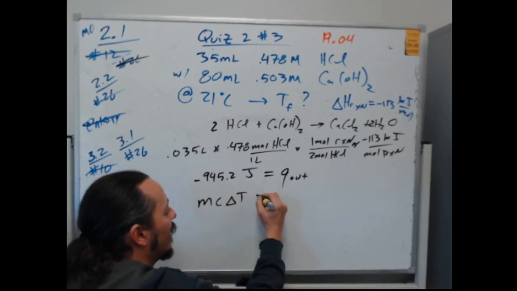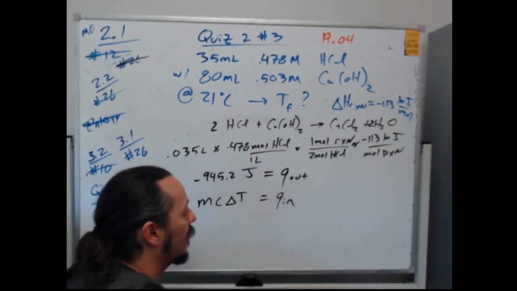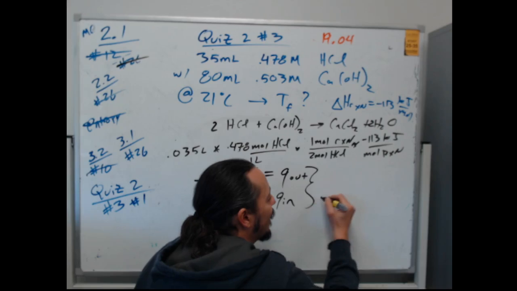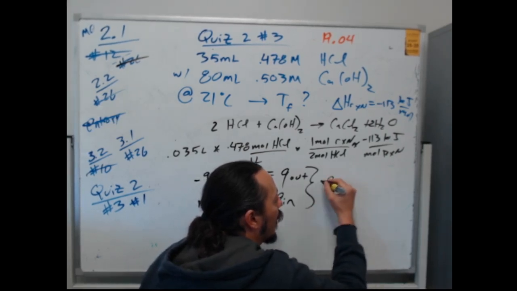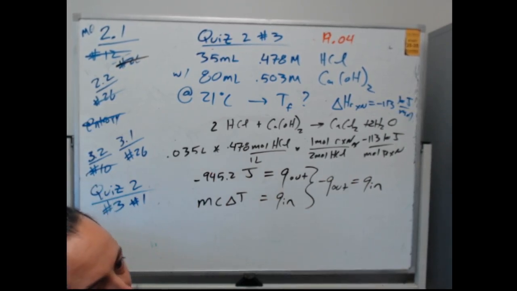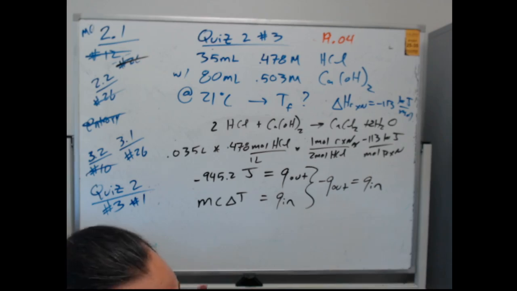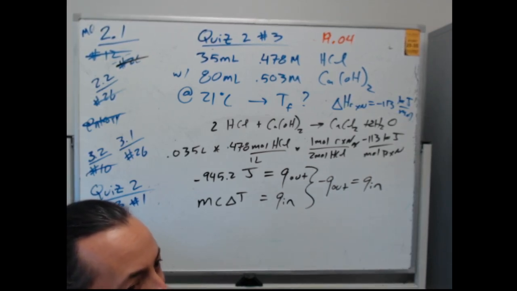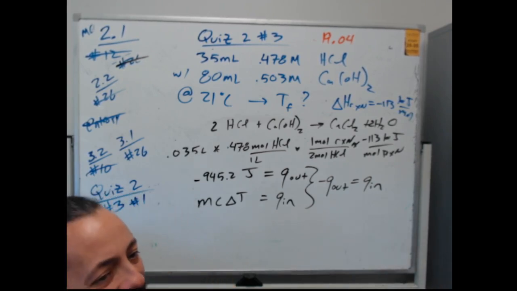MC delta T is equal to our Q in. The place where I need to flip my sign is when I set these two things equal to each other. My negative Q out is equal to my Q in, so I end up negativing that negative. Okay. I just took it as it was negative, and you don't have to negative the negative. You just have to, it's already negative, yeah, right?